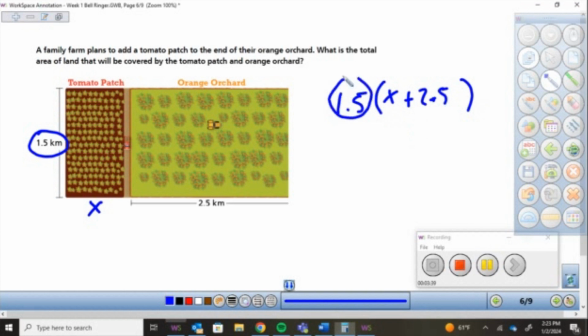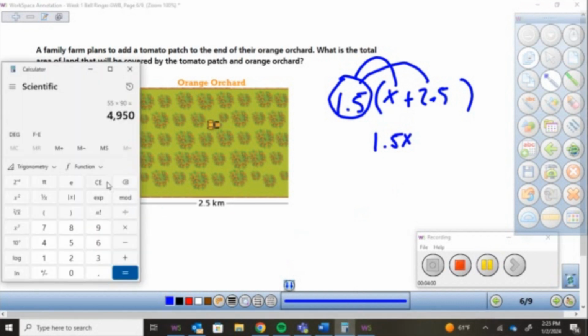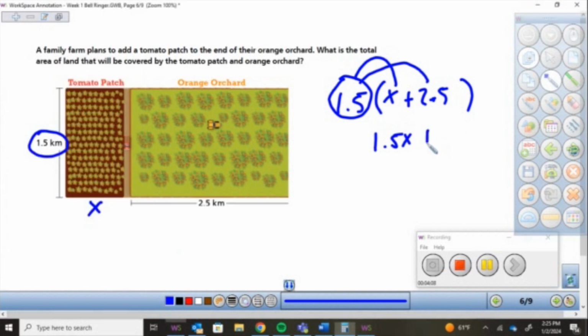So again, we take our common factor, we distribute by multiplication to each term inside the parentheses. 1.5 times x is 1.5x. 1.5 times 2.5, again from our calculator, 1.5 multiplied by 2.5 gives us an answer of 3.75.